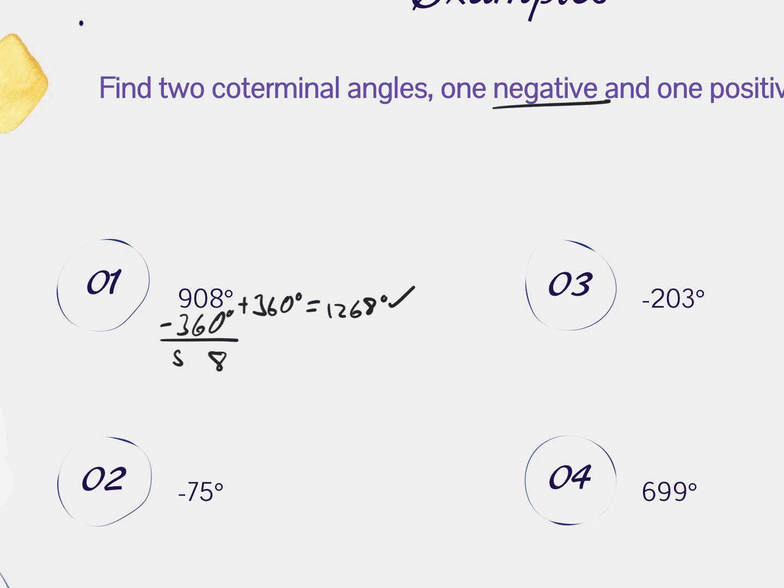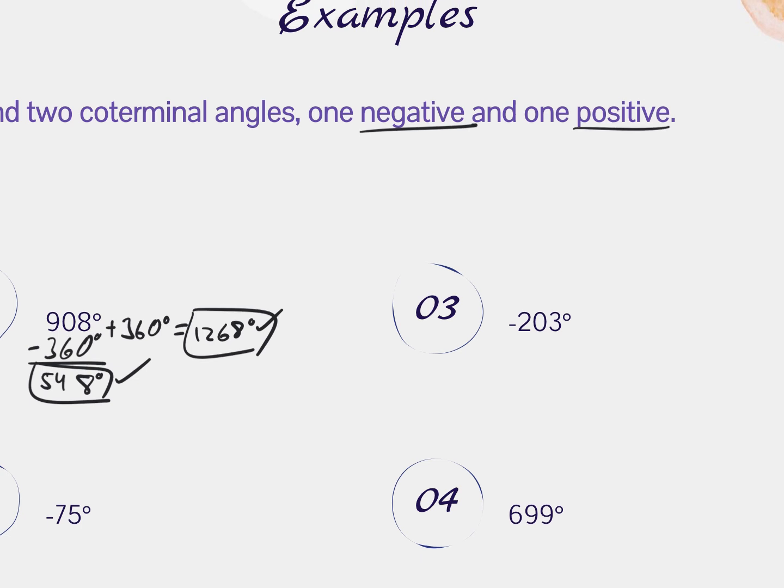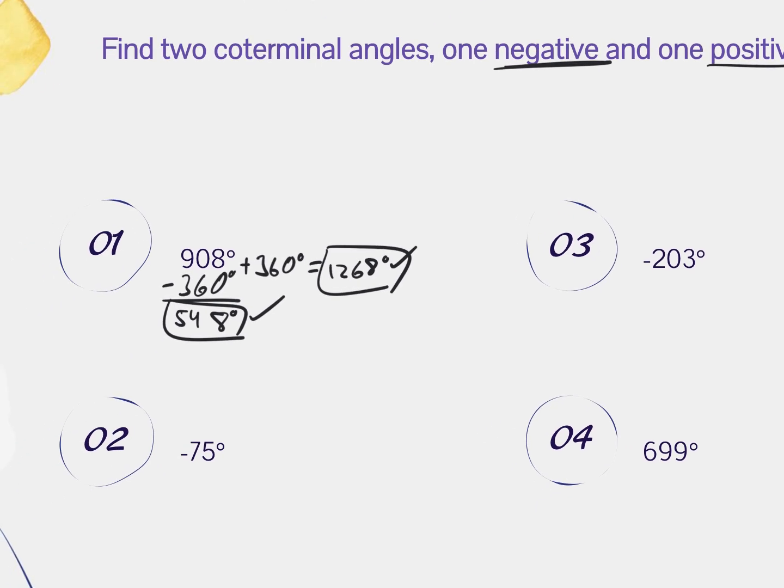So this should get you 548 degrees, and that works. That's another coterminal angle. This is also a coterminal, right? But again, the objective is I want one positive and one negative. So to find a negative, I'm just going to keep going backwards. So I'm going to subtract 360 again, and if I subtract 360 again, you get 188. That also works. That's another coterminal angle.